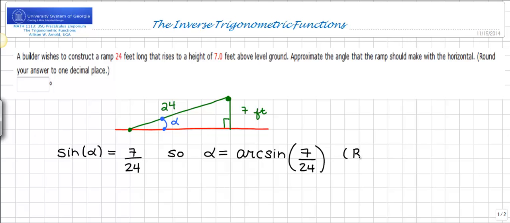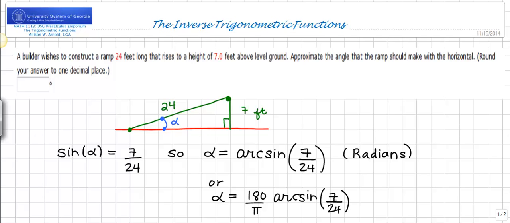Now, in WebAssign, this defaults to radian measure. So if you were allowed to enter symbolic answers, and some problems will allow you to do that, then I would have to do the necessary conversion that we learned in an earlier section to convert the symbolic answer from radians to degrees. Okay? That's how you would do it if you can enter the answer symbolically. Now this says round your answer to 1 decimal place.